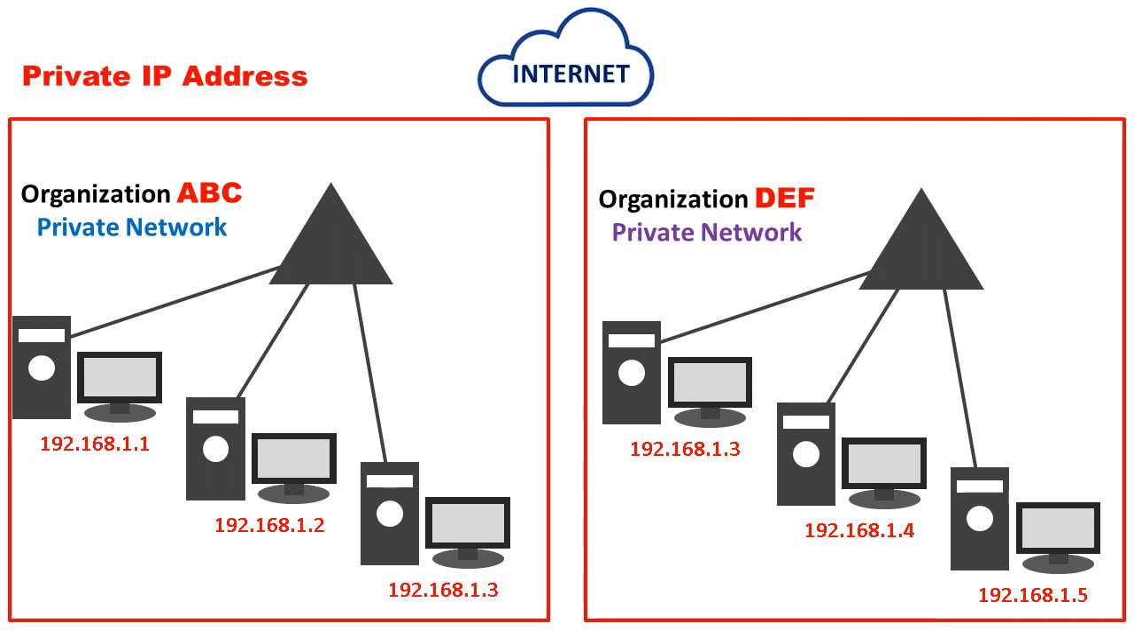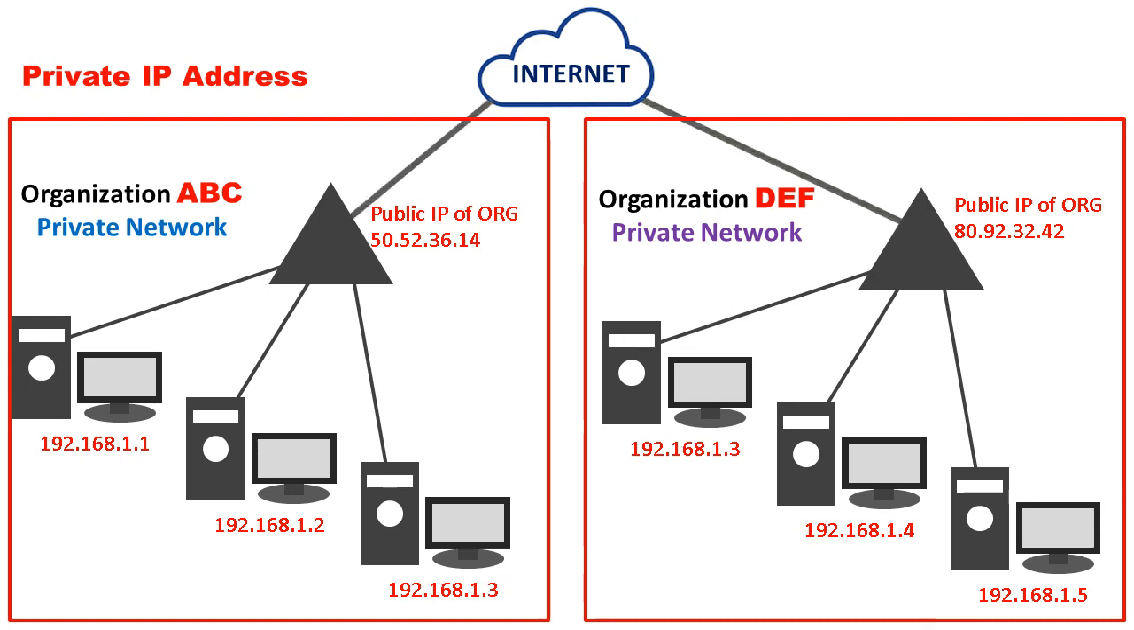Therefore, on behalf of all private IP addresses of an organization, a single public IP address can communicate across the public network, that is over the internet, through a specific process known as NAT, that is network address translation, by using some devices that we will discuss in another lecture.